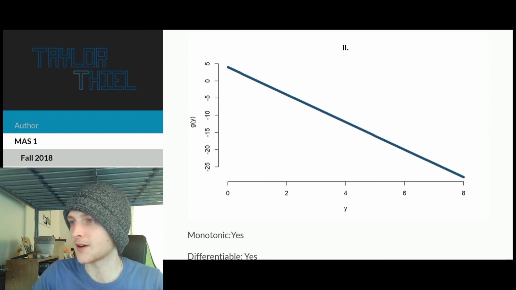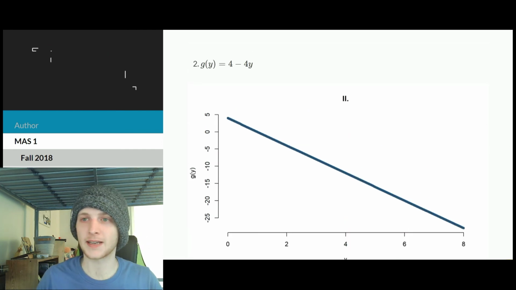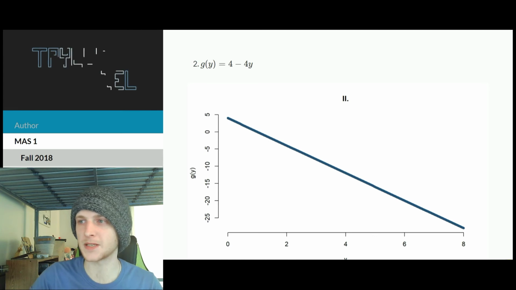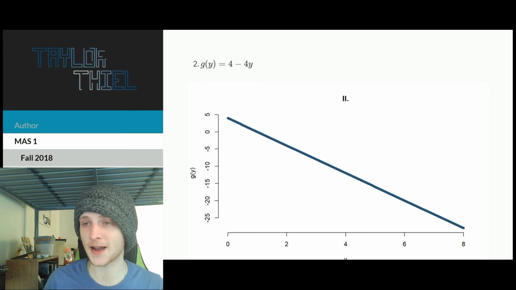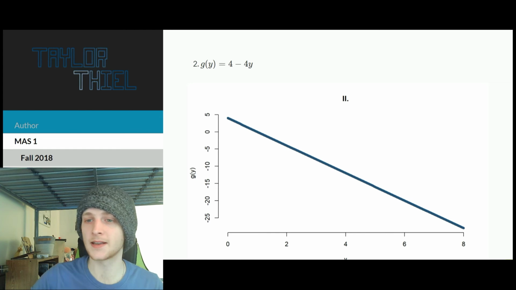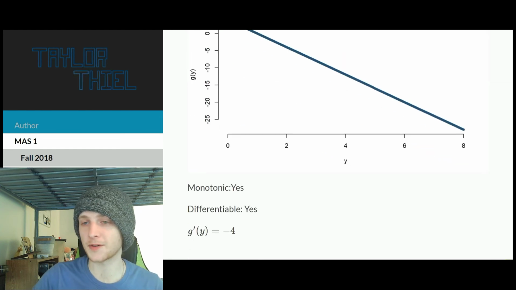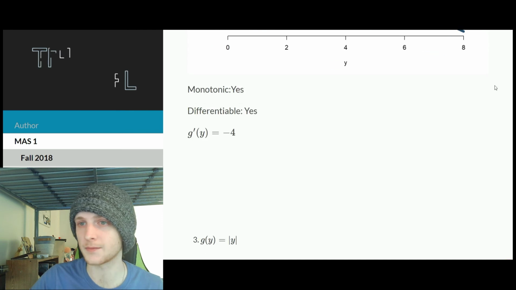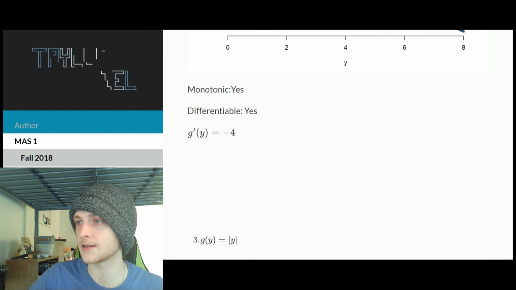Going to our second function, it actually is a potential link function, because it meets both of these criteria. Monotonic: it's just 4 minus 4y, which is strictly decreasing. And it's also differentiable: if we took the derivative, we just get a constant value of -4, and I have that written out here.